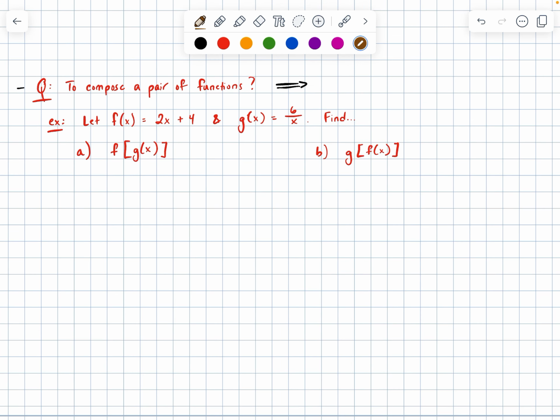So say, for example, f of x is 2x plus 4, and g of x is 6 over x. I want to find f of g of x and g of f of x. Take 30 seconds and pause the video. How do you think I might go about doing that? What's going to be the key to building my composite function? Take a risk, take a chance, see what you come up with. Go, go, go.